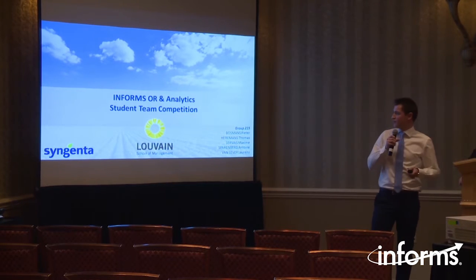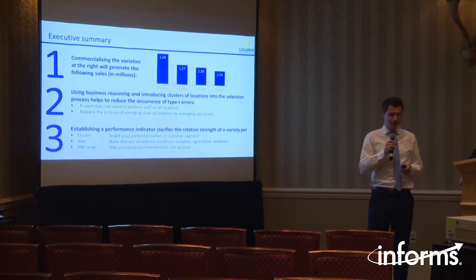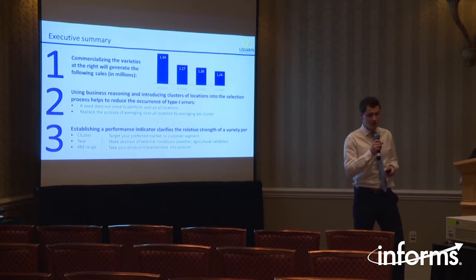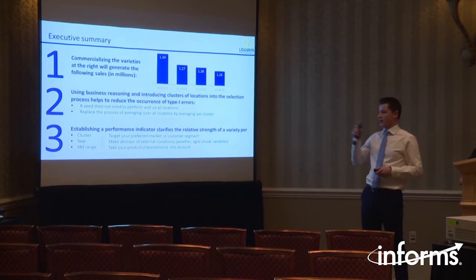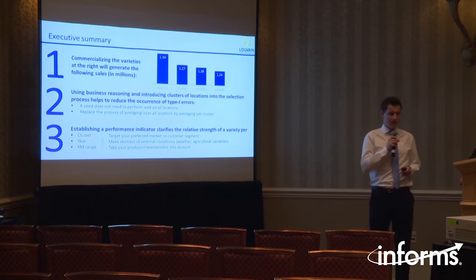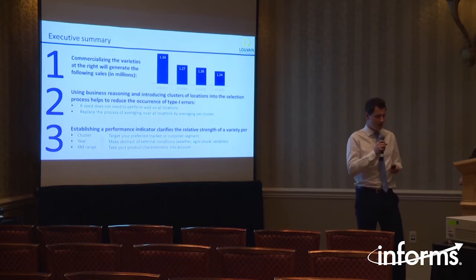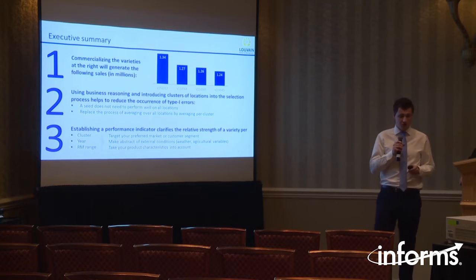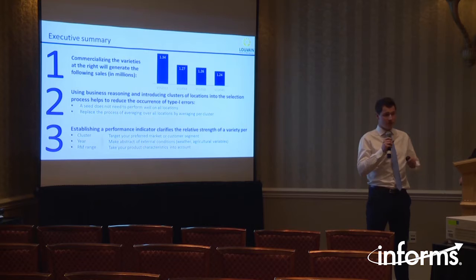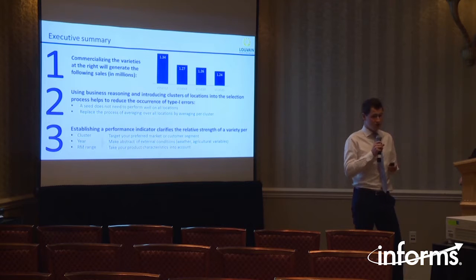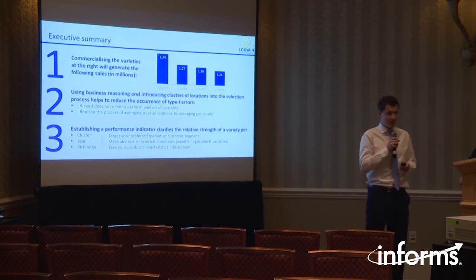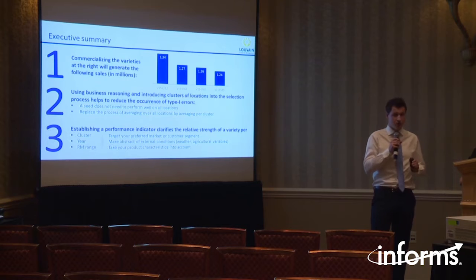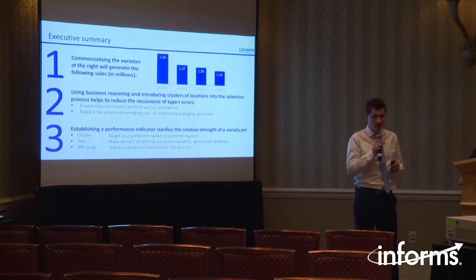Now I will start with the executive summary. So first we recommend Syngenta to commercialize the 4 seeds at the right, because they will generate more than 1.2 million in sales, and they are the elite varieties based on our model. Secondly, we also recommend to use more business logic and to introduce clusters of locations to the selection process to reduce the occurrence of type 1 errors.